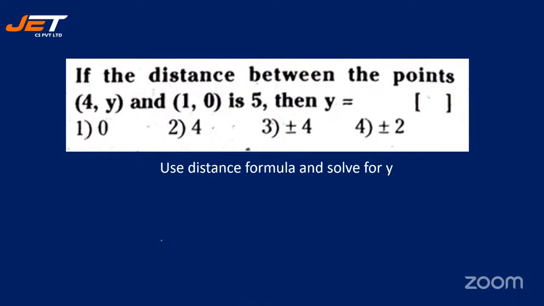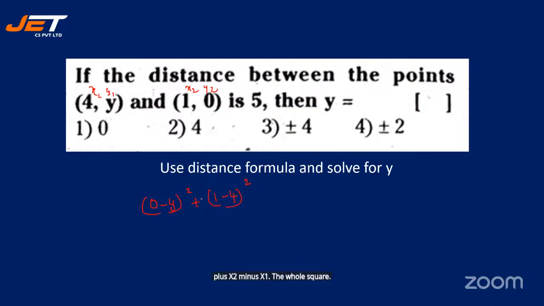All right. If the distance between the points (4, y) and (1, 0) is 5, now let's use the distance formula. We have x1, y1, x2, y2. So what is the distance formula? It is the square root of (y2 minus y1) the whole square plus (x2 minus x1) the whole square.